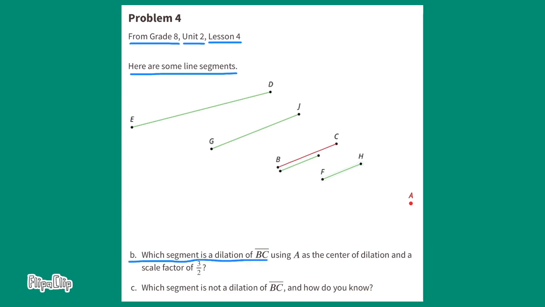B. Which segment is a dilation of line segment BC using A as the center of dilation and a scale factor of 3/2? 3/2 is equivalent to 1.5 times longer than line segment BC. So we're looking for a line that's not only parallel, but 1.5 times longer than line segment BC. And there's only one line segment that fits this criteria, and that's line segment GJ.